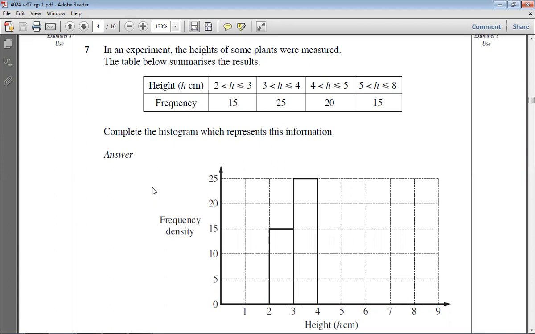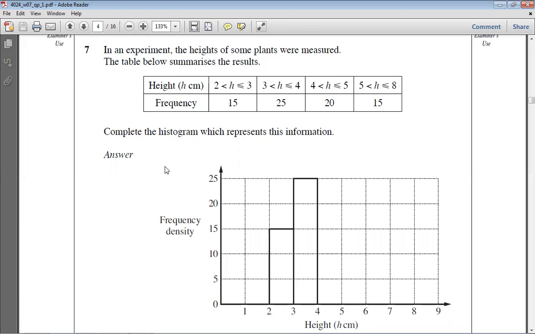Whenever you want to represent the histogram, first of all, you have to check the class width. Class width means the upper boundary minus the lower boundary. So 3 minus 2, it will be 1. 4 minus 3, it will be 1. 5 minus 4, it will be 1. 8 minus 5, it will be 3.